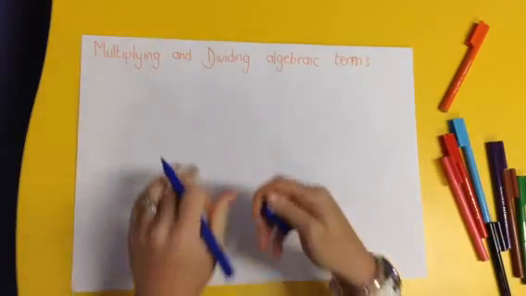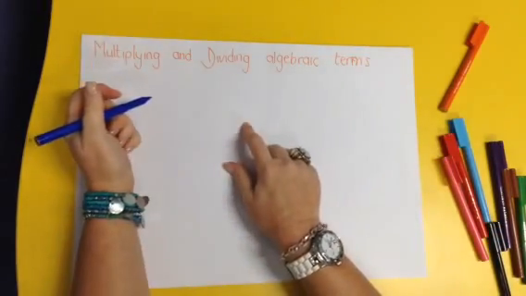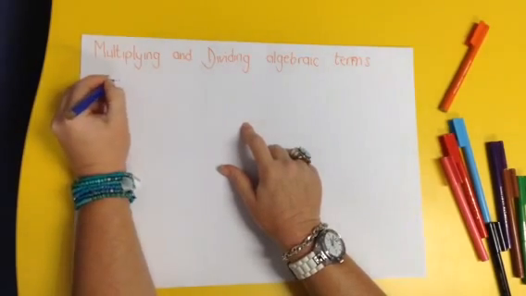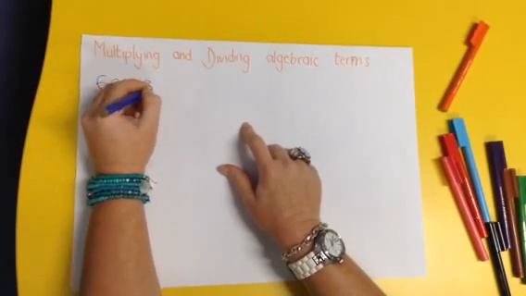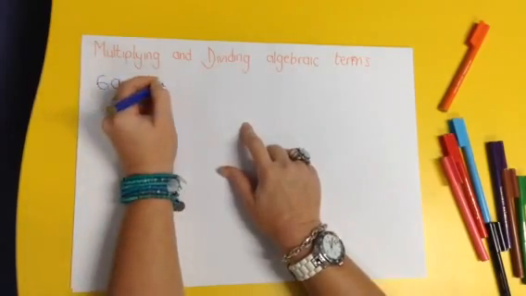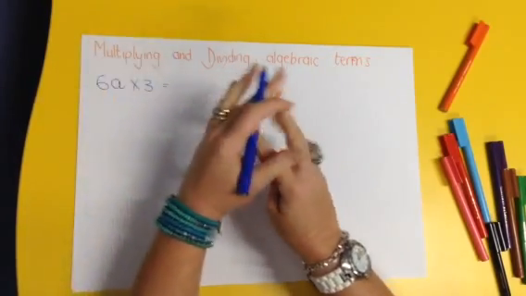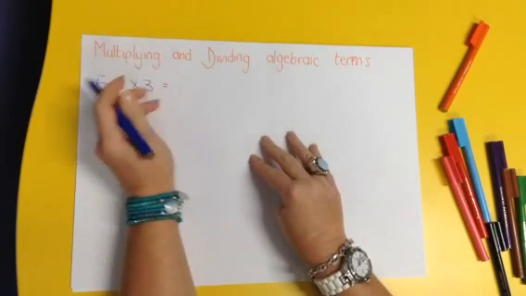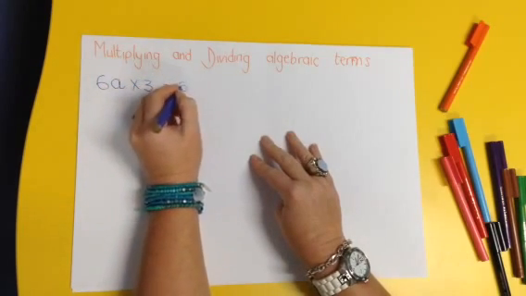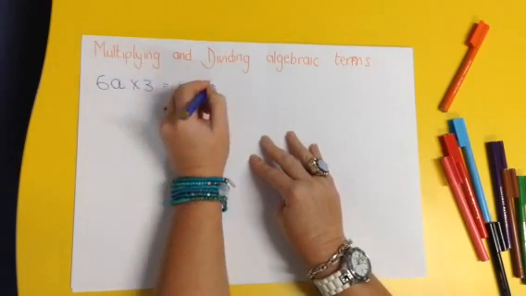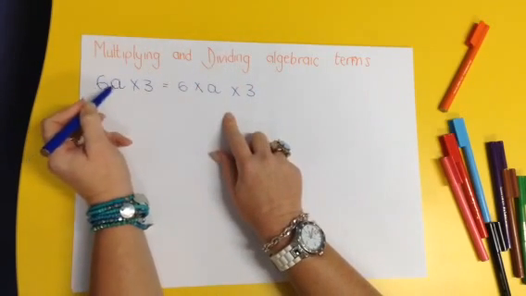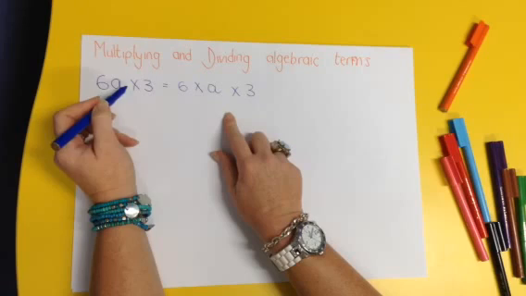what you guys like to call as times. So a question that you're going to get would be, for example, 6a times 3. Now what you do is everything gets spread out. So you have to set it out like this, very important. So you're going to go 6 times a times 3. Now, you know that 6 was times by a because they're right next to each other, right?